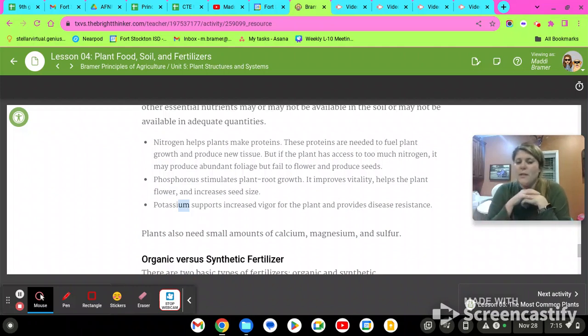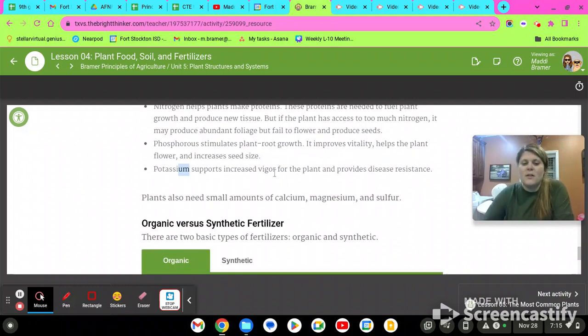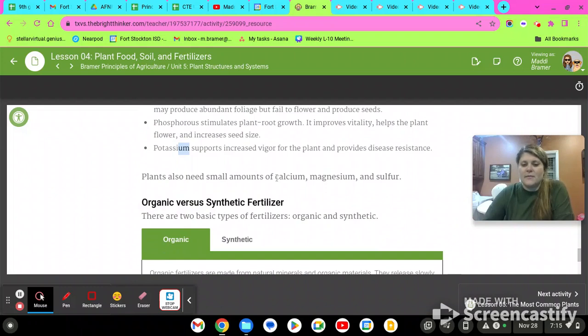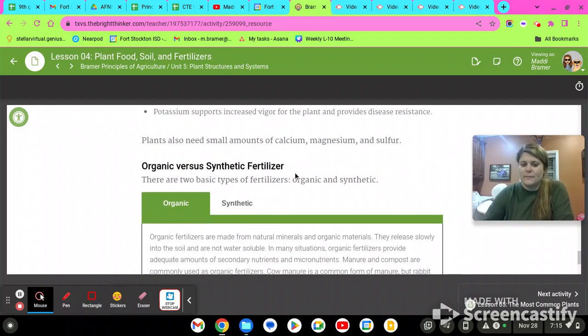Phosphorus stimulates plant root growth. It improves vitality, helps the plant flower, and increases the seed size. And potassium supports increased vigor of the plant and provides disease resistance. So you can see how these are all important. Plants also need smaller amounts of calcium, magnesium, and sulfur.